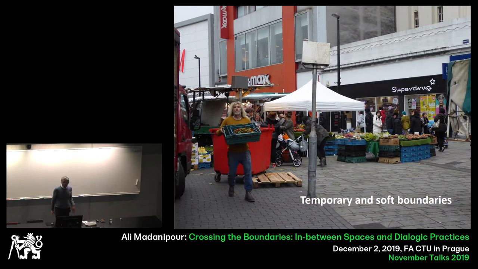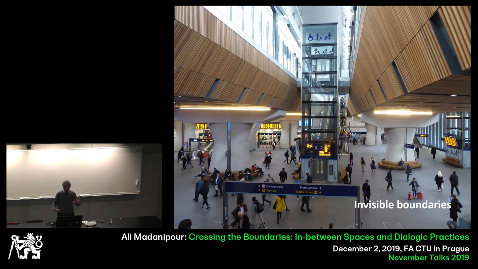And in these street markets, the boundary is a bit unclear. It's temporary. It's soft. And here, at the end of the high street, is a metro station. It connects you to the City of London, a very wealthy part of the city. So the connection between the poor part and the rich part is an invisible boundary. It is separating the two.